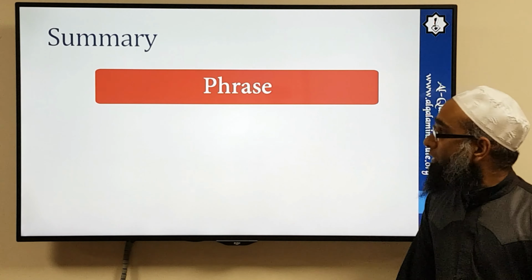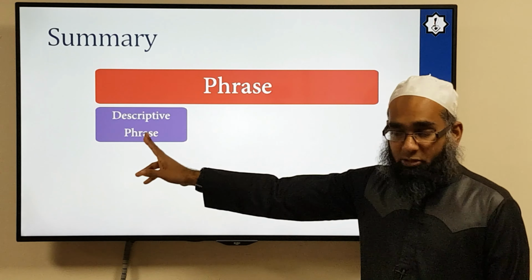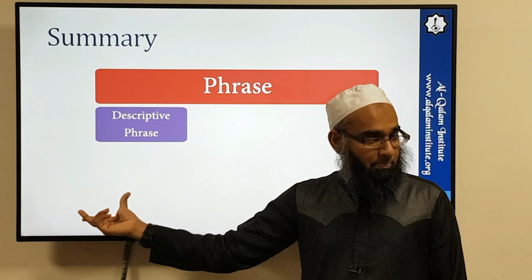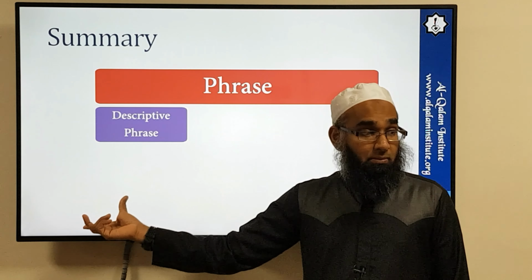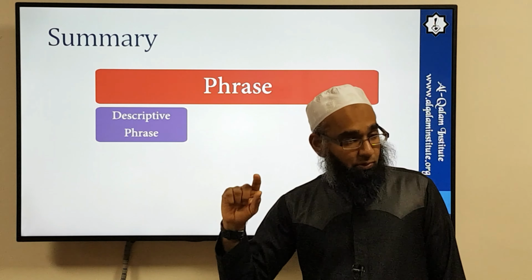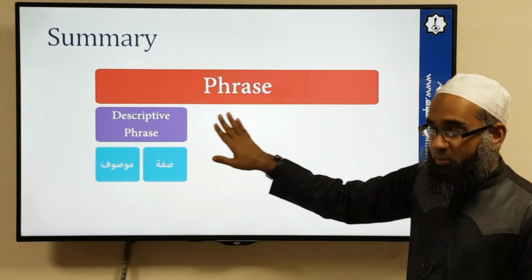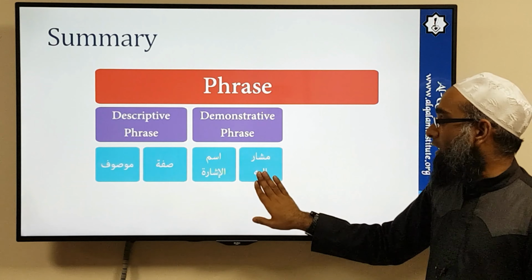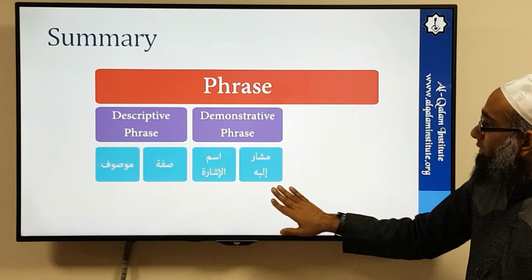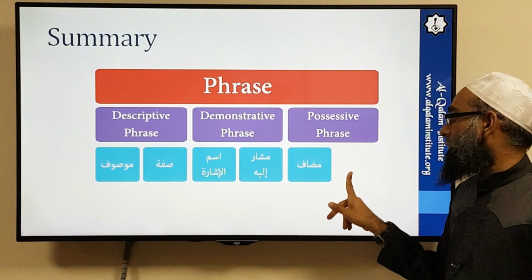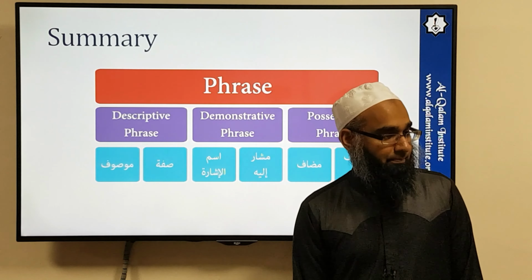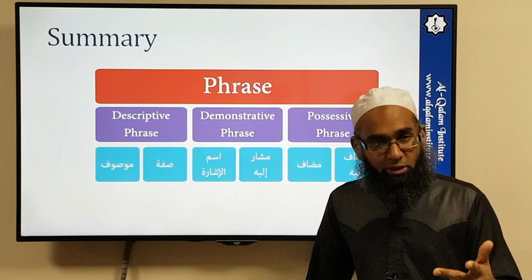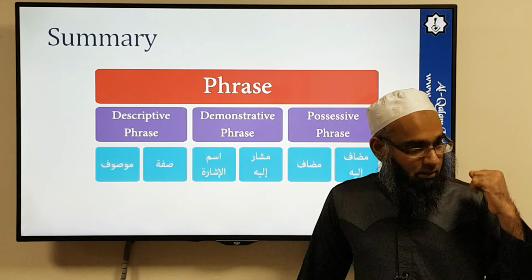So you have phrases, and the first one was the descriptive phrase. What are the two elements of the descriptive phrase? Mawsuf and sifa. The next one is the demonstrative phrase, made up of ismul ishara and musharun ilay. And the third one today is the possessive phrase, made up of mudaf and mudaf ilay. Got it? So the keywords again are mawsuf, sifa, ismul ishara, musharun ilay, mudaf and mudaf ilay.